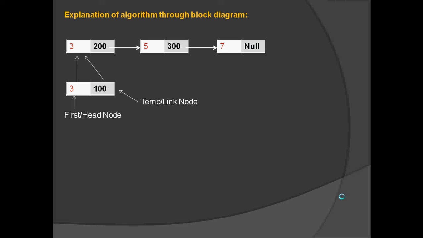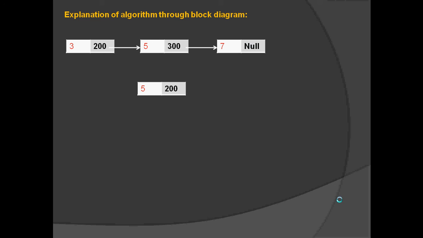Clear? So now what will happen is that, since traversing will be done for each node one by one, after the first data value is traversed, it will move on to the next data element that is pointed to by the link or temp, as it is written in your textbook. The temp node, that is the link node or the address node, which is 200. So here 5 is the data value, and 200 is actually the memory location where 5 is stored. So 5 becomes the head node now.